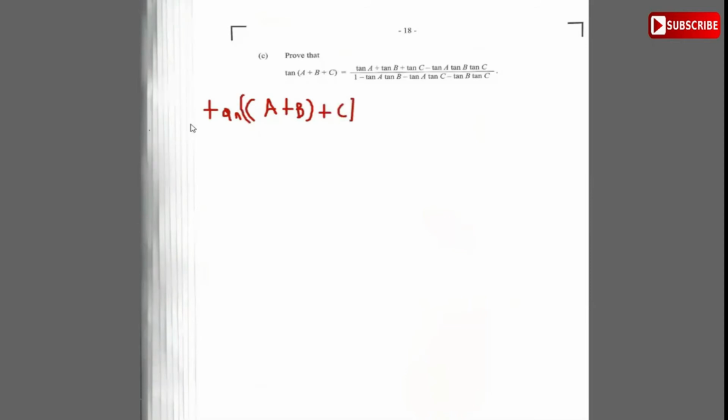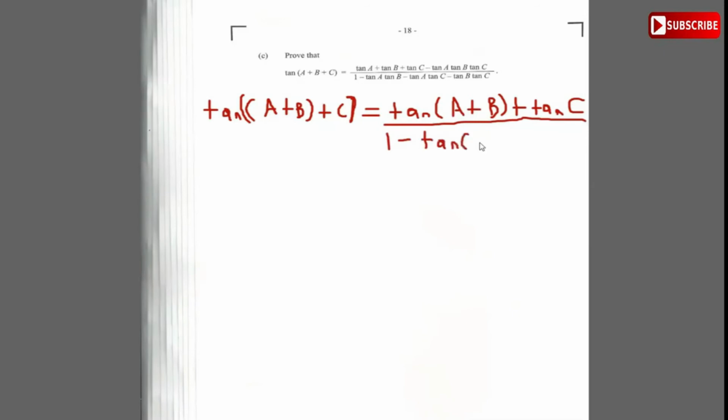All right. So now tan of A plus B plus C. Now we're thinking of A plus B as like an X. So the tan of A plus B plus C is going to be the tan of A plus B, plus the tan of C, divided by 1 minus the tan of A plus B times the tan of C. Nice and easy. So this is what we have.